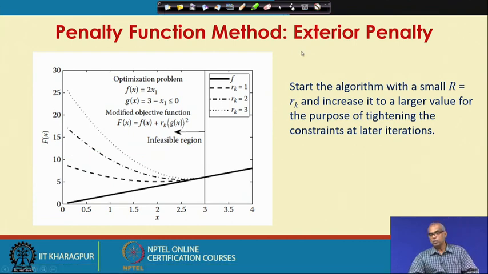So, we start the algorithm with a small penalty parameter r and increase it to a larger value for the purpose of tightening the constraints at later iterations.